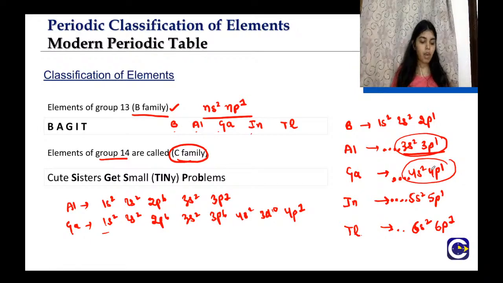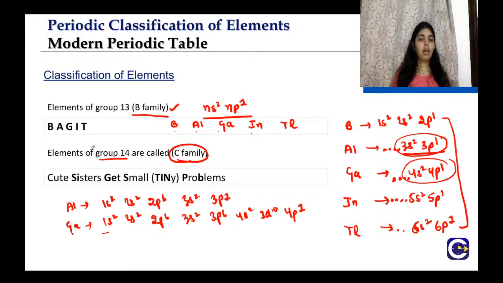You can mention if you want. I am writing down only the outer electronic configuration, that it will be filled basically up to 5s to 5p1 or 6s to 6p1 or 4s to 4p1 or 3s to 3p1. You have to start it from 1s2. Okay.